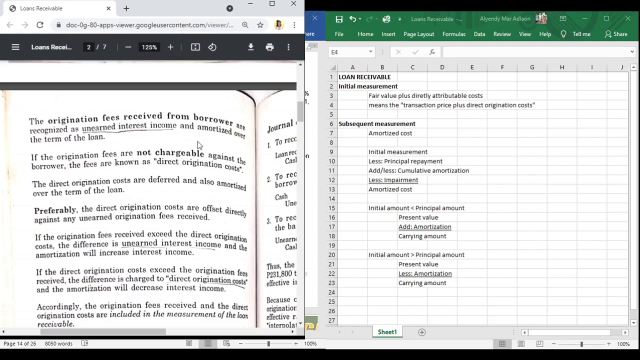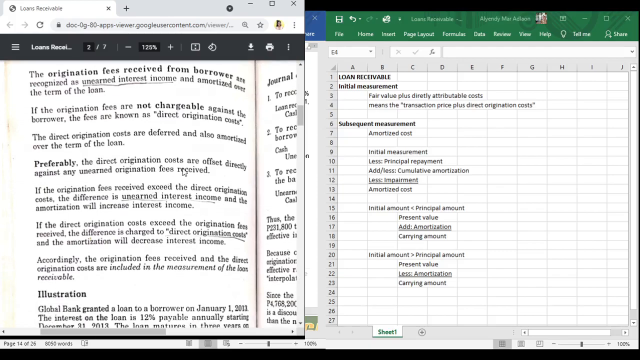Okay. So, if the origination fees are treated as unearned interest income, amortized over the loan, the direct origination cost is not interest income. But it shall be deferred and also amortized over the loan. That is why, when both the direct origination costs and the origination fees are present, they shall be offset.